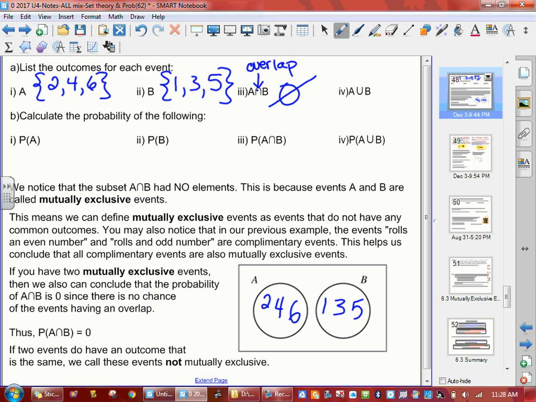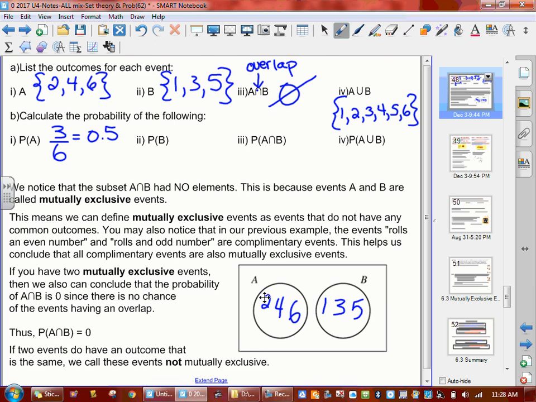Now, if I wanted to list A or B, well, A or B means list all of A and all of B, which means all of the outcomes from the die: 1, 2, 3, 4, 5, and 6. That's A or B. This or includes all of A and all of B. Now, we want the probability of A happening. What is the probability of a 2, a 4, or a 6 coming up? How many numbers are there? 3. Out of how many total? 6. Good. So we get a 0.5 probability. We get half a shot that we're going to get an even number.